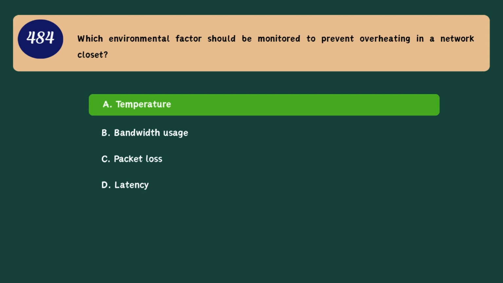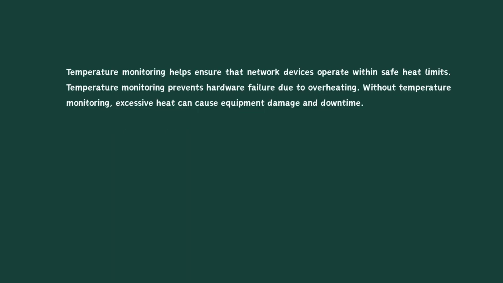Correct answer. A. Temperature. Temperature monitoring helps ensure that network devices operate within safe heat limits. Temperature monitoring prevents hardware failure due to overheating. Without temperature monitoring, excessive heat can cause equipment damage and downtime.